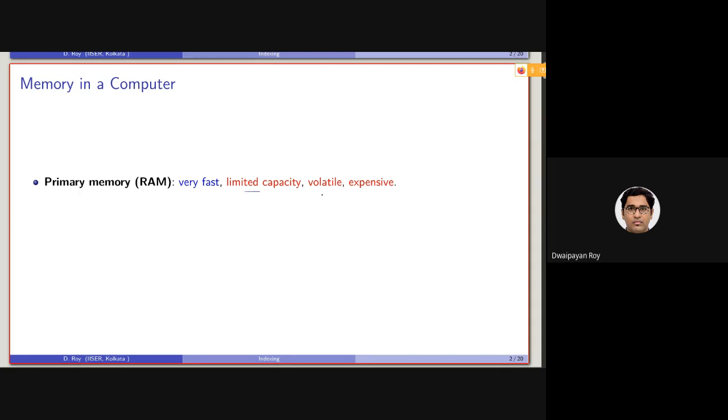It is also volatile, right? If I store something in the primary memory, that is RAM, after the termination of the program, or after the power off of the machine, it will be gone. And also primary memories are very expensive.